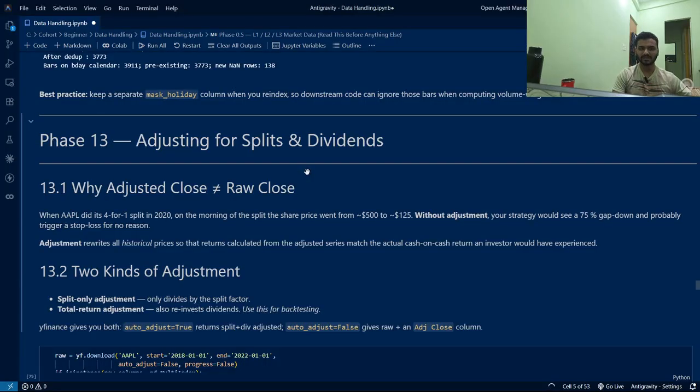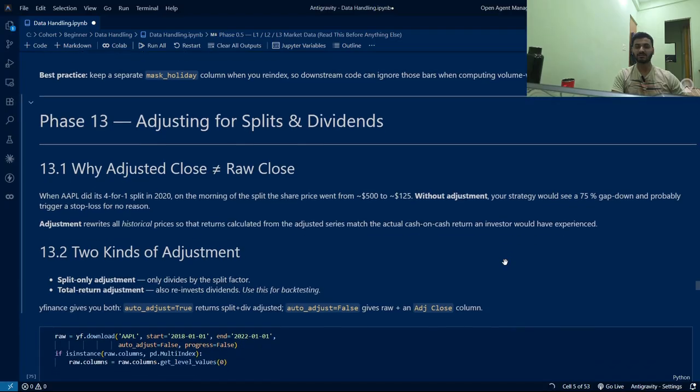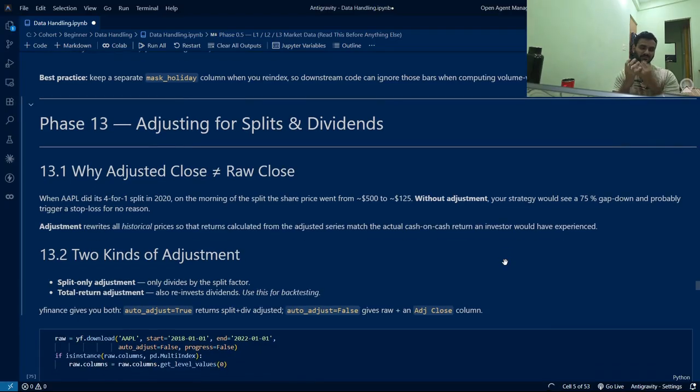Then you've got adjusting for splits and dividends. Why adjust the close and not use the raw price? When Apple did a 4-for-1 split in 2020, on the morning of the split the share price went from $500 to $125. Without adjustment, your strategy would have seen a 75% gap down and a phantom crash, and probably triggered a stop loss for no reason or created huge drawdowns. Adjustment rewrites all historical prices so that returns calculated from the adjusted series match the actual cash-on-cash return an investor would have actually experienced in real life, right?